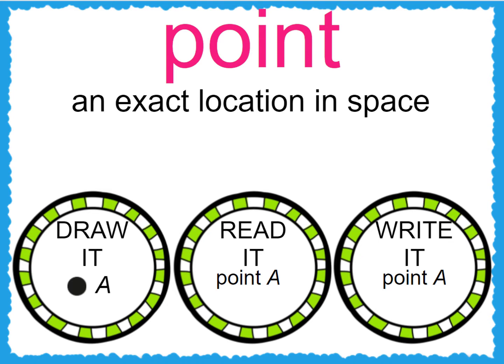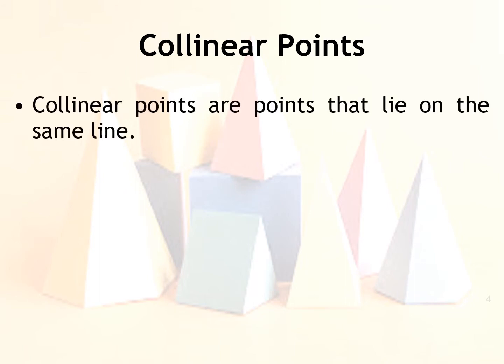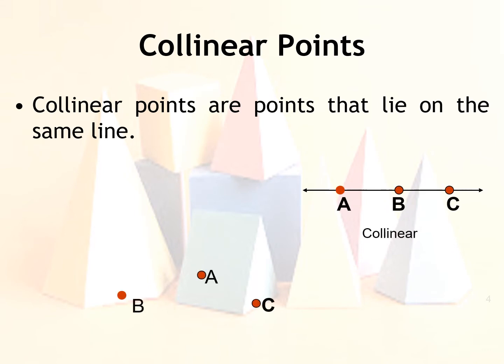So we draw it. It is a closed circle, A. Read it, point A. Write it, point A. So there are types of points. One of them are collinear points. Collinear points are points that lie on the same line. So we have points A, B, C. They lie on the same line. Unlike the other point A, B, C doesn't lie on the same line, they are called non-collinear points.